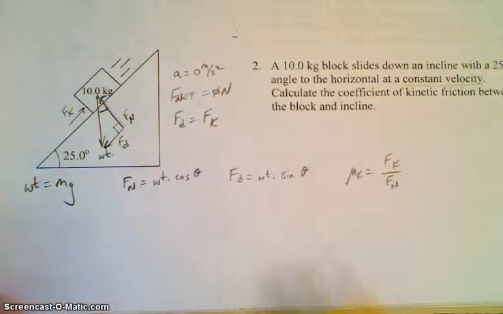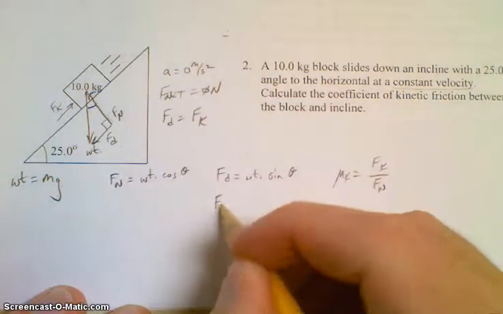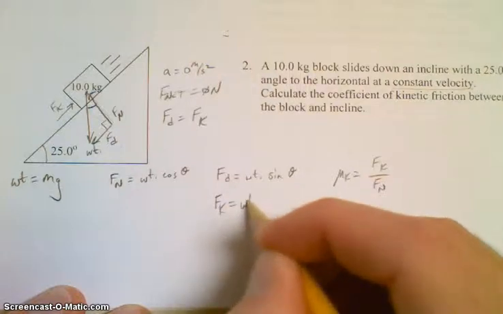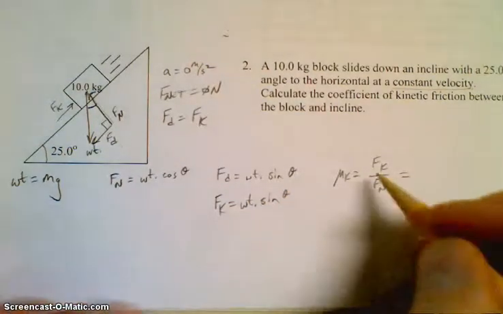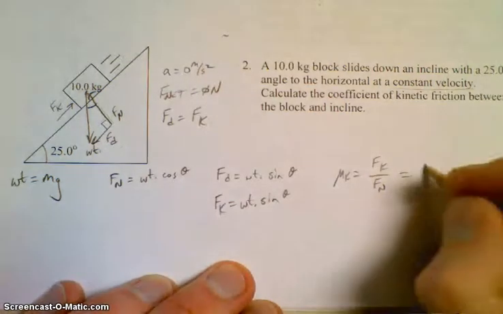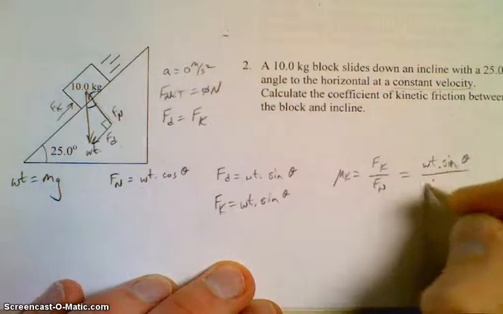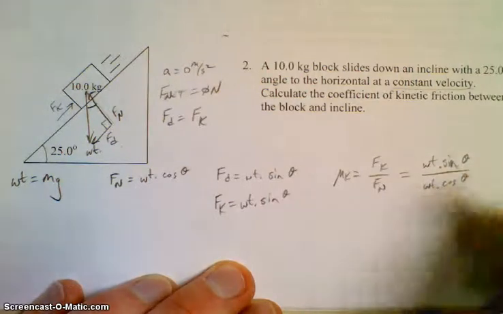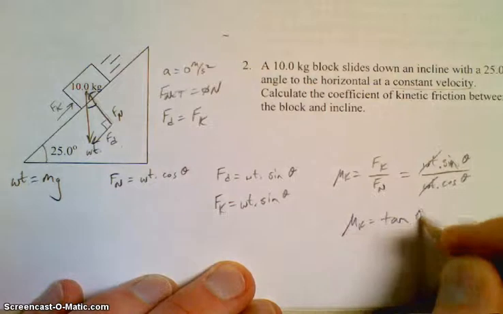I'm just going to do some substituting here. If you want to actually solve for each of these, that's fine. There's nothing wrong with that. I'm just showing you that you can use substitution to go through this process. We said here that Fk is equal to Fd, so therefore it's equal to the weight times the sine of theta. And I'm going to substitute right in here. Mu k is weight sine theta divided by weight cosine theta. The weights actually cancel, so mu k is equal to the tangent of theta.